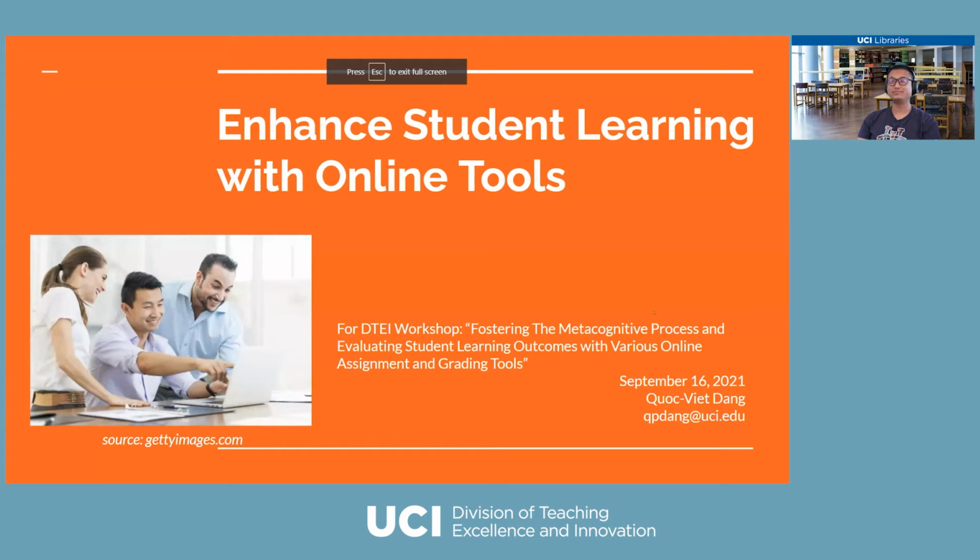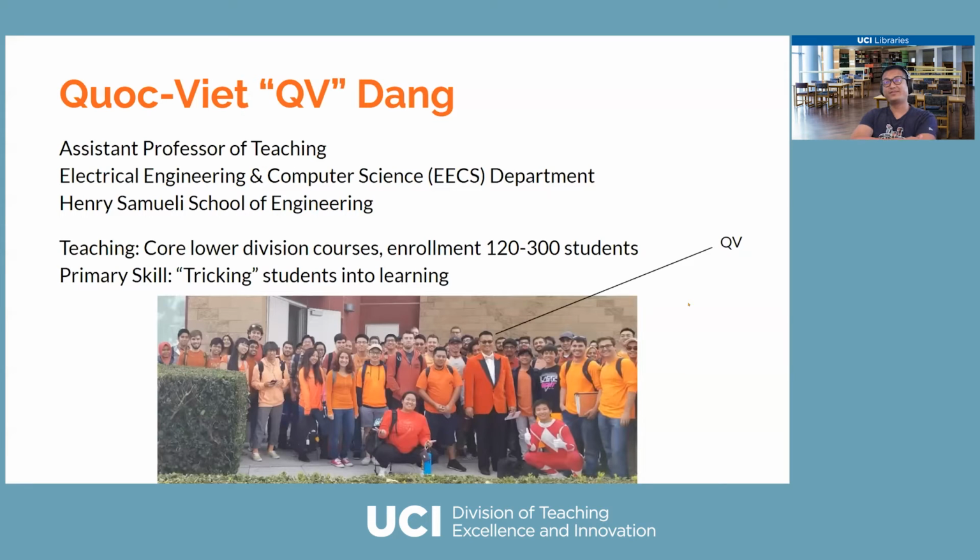All right, so I am an assistant professor of teaching in the electrical engineering and computer science department at the School of Engineering. The courses I typically teach are core lower division courses where enrollment is anywhere between 120 to 300 students. And I like to think of my primary skill as tricking students into learning.